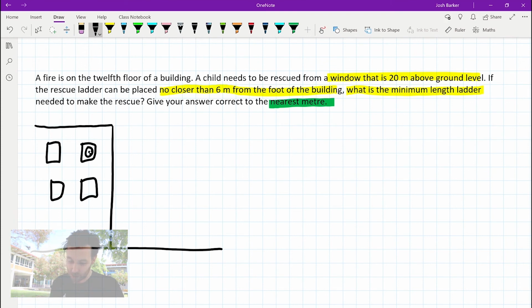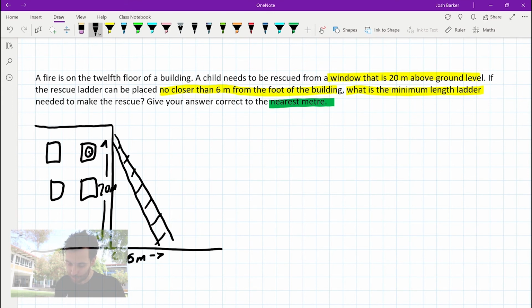Okay, so the window is 20 meters above the ground, 20 meters. We've got a ladder we're going to use as well. And the ladder can be no closer than 6 meters from the foot of the building. So now we need to find what the minimum length ladder is. So we'll call that C.